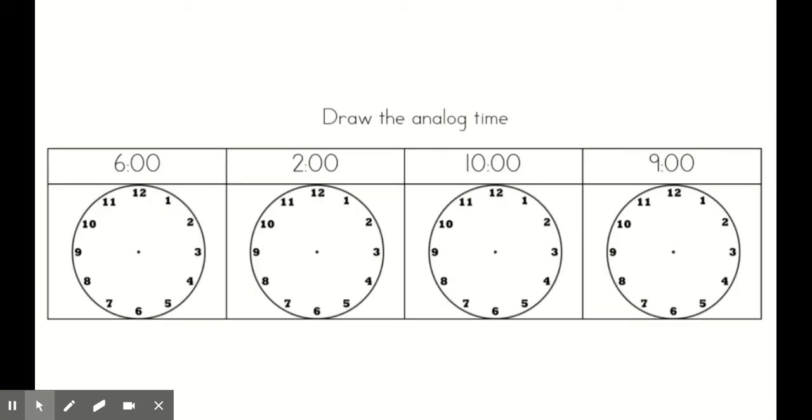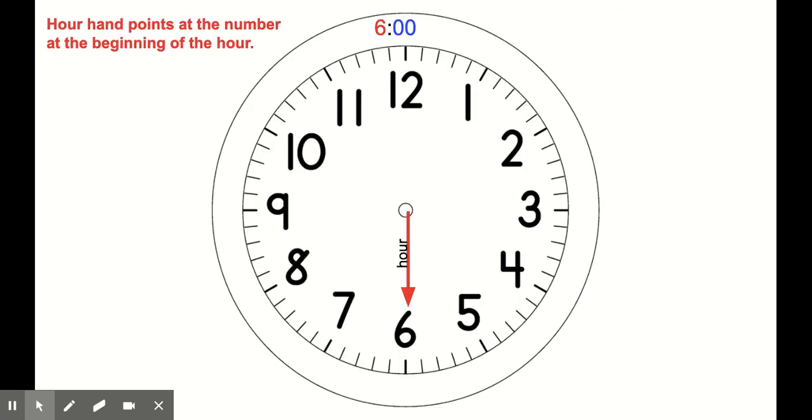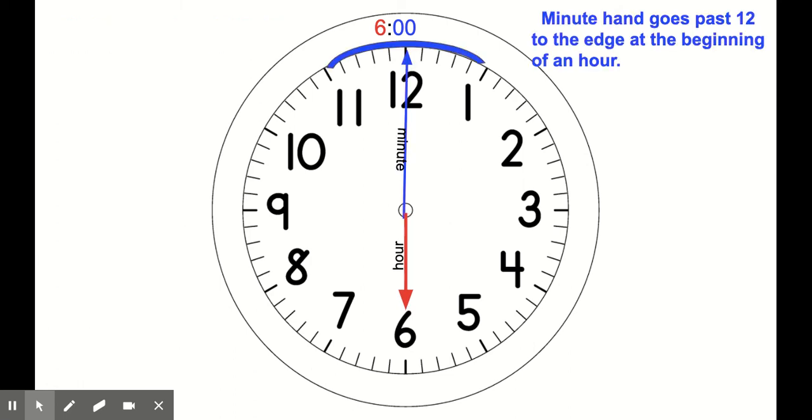So then you have some more clocks here to label. The first one says 6. All right, when you're at the beginning of the hour, the hour hand points at the number. We know it's the beginning of the hour because it's 00. There's 6 hours and no minutes. So you draw your hour hand pointing at the 6. Your minute hand goes past the 12. Notice it goes past the 12 and goes to the edge because that's at the beginning of the hour.